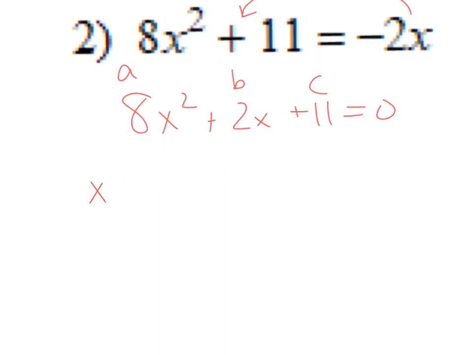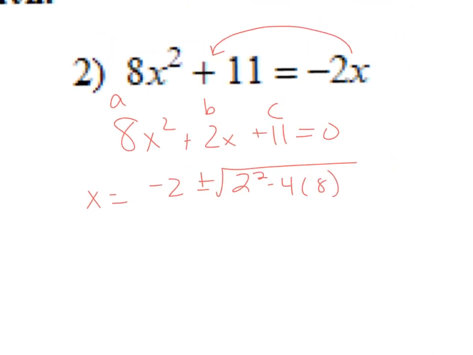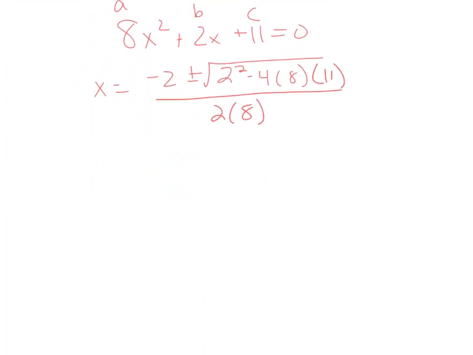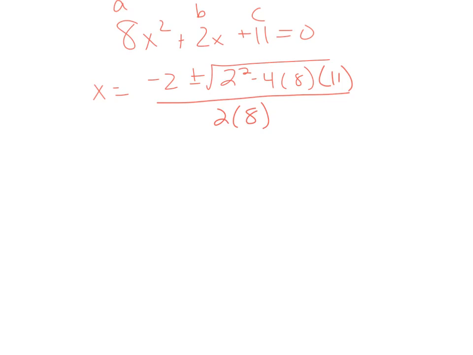So now we've got x equals the opposite of B, so negative 2, plus or minus the square root of B squared, so 2 squared, minus 4 times A, which is 8, times C, which is 11, all over 2 times 8, or, sorry, 2A. Okay, so now on the inside here, I end up with negative 2 plus or minus the square root of negative 348, divided by 16.